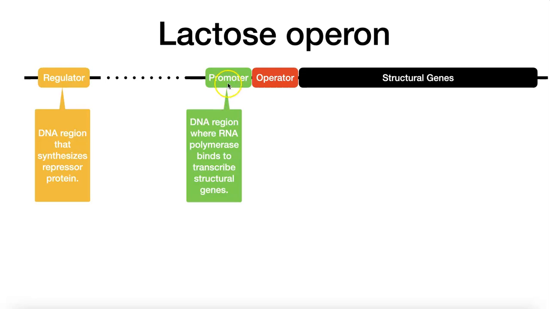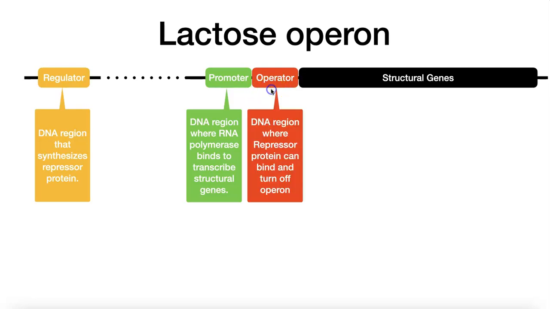Then there's a region called the promoter. We've talked about this region before. It's important in the transcription of all genes because it's the region where the enzyme RNA polymerase binds. And when RNA polymerase binds, it's able to take a piece of DNA and transcribe it into RNA. So that's called transcription. Now, this is a new piece of DNA that we haven't talked about before.